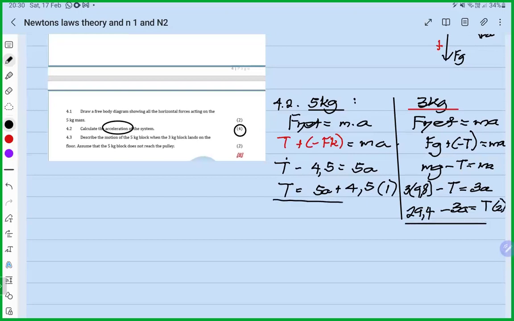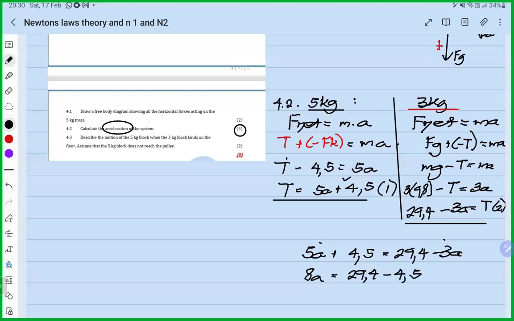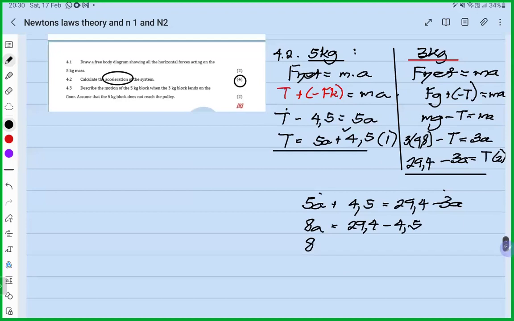There's your second equation for tension. There's your first equation for tension. You now can equate 5A plus 4.5 equals 29.4 minus 3A. 5 plus 3, 8A, equals 29.4 minus 4.5. 29.4 minus 4.5, someone? 24.9. Divide that 24.9 by 8, and the acceleration is 3.11.